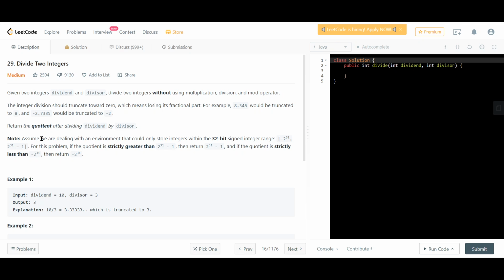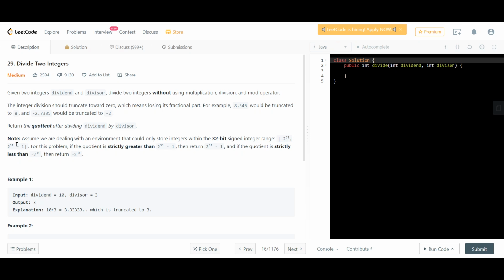Note, assume we are dealing with an environment that could only store integers within the 32-bit signed integer range. For this problem, if the quotient is strictly greater than the max integer value, return the max integer value. If the quotient is strictly less than the min value, return the min value. Okay, so now let's try to see. Firstly, when can this even happen? Both the dividend and divisor are in this range.